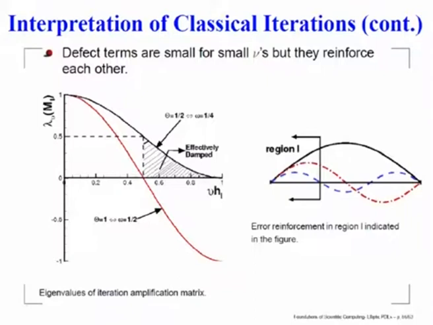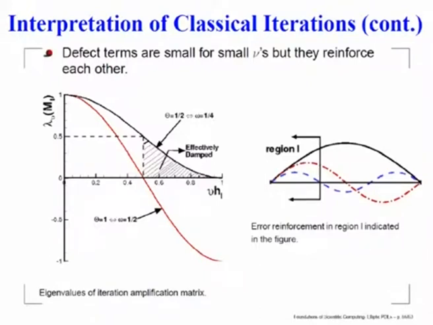Now, if you look at the error components drawn as we have done here, what we are seeing is that in this part, this black error, which is positive, could be cancelled by this red component, right?